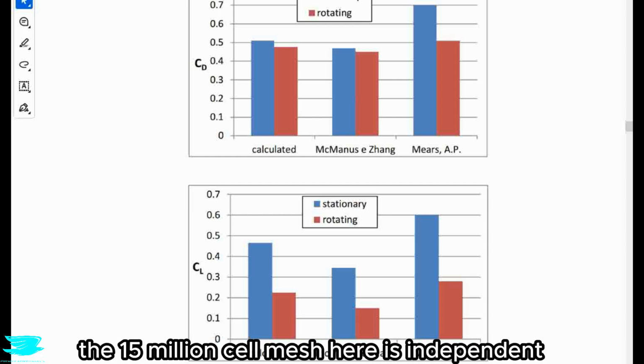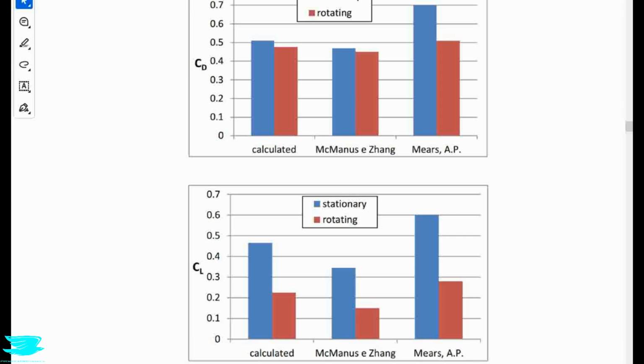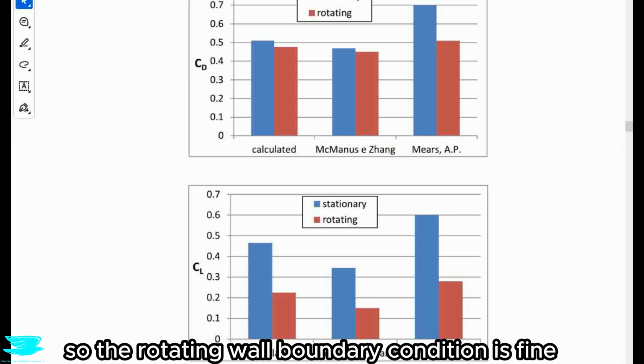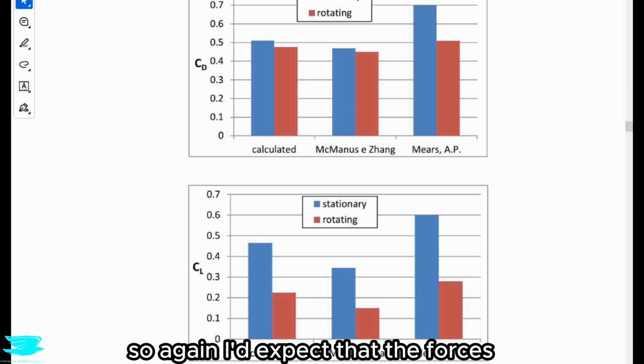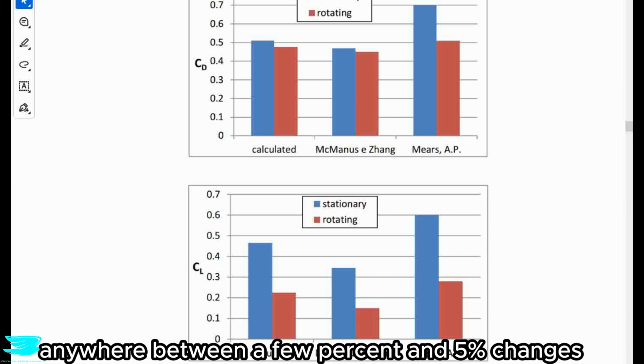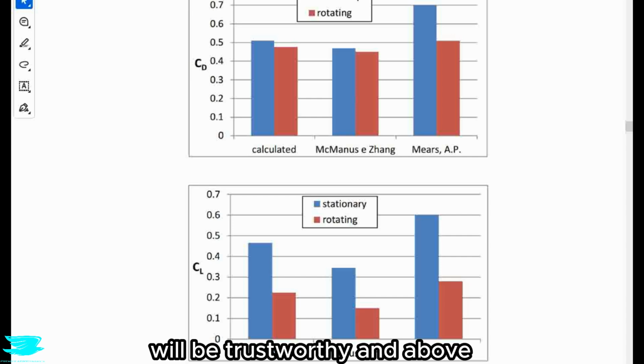And I'm almost certain that the 15 million cell mesh here is independent. The room is covered, so the rotating wheel boundary condition is fine. So again, I would expect that the forces anywhere between a few percent and 5% changes will be trustworthy and above. So that is an isolated wheel.